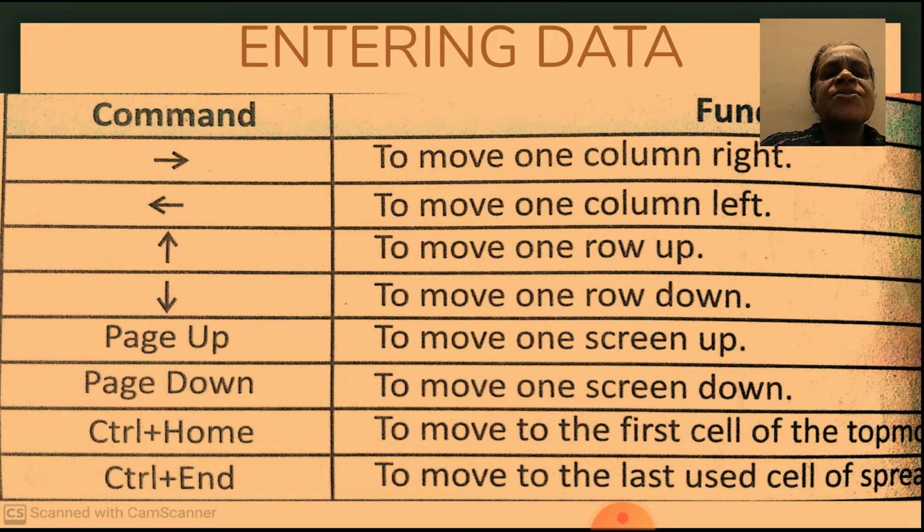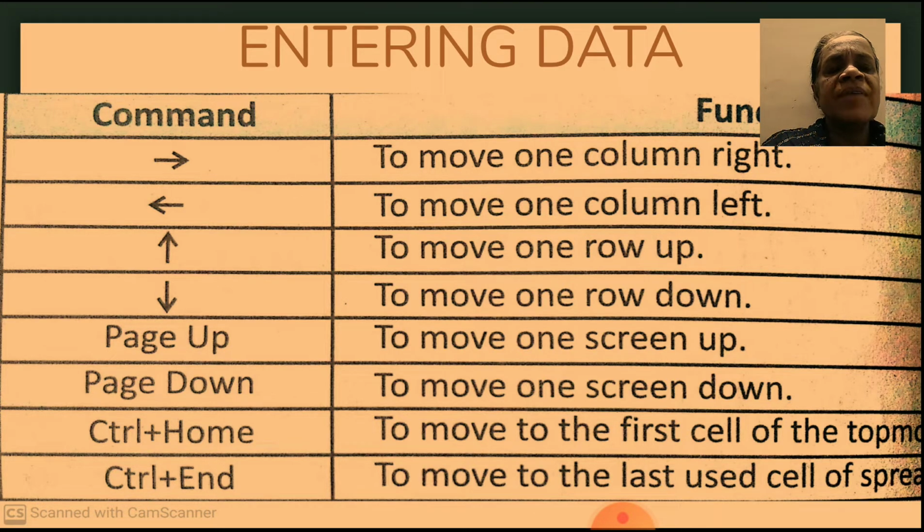Now the text is left aligned and the numbers are right aligned. What do you mean by that? Whenever you enter a text, it will appear to the left of the cell and the numbers appear to the right of the cell. When you are entering the data, you should know the navigation of your cell pointer, that is how to move to a particular cell. To move one column to the right, we use the right arrow. To move one column to the left, we use the left arrow. To move one row up, we use the up arrow. To move one row down, we use the down arrow.